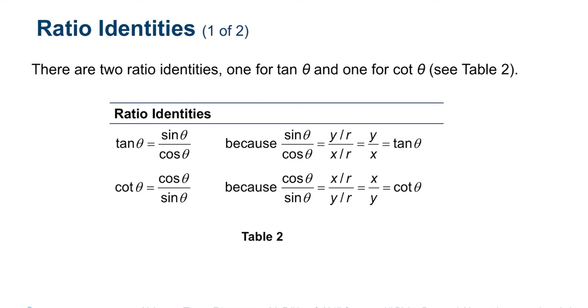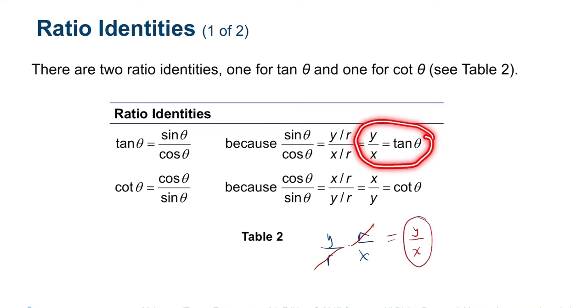So for example, tangent is defined as sine over cosine, but because sine is equal to y over r and cosine is equal to x over r, then when you divide those two fractions, you're actually multiplying by the reciprocal. So y over r times r over x gives us y over x. So that's how we get the tangent identity. It's just sine over cosine, which turns out to be y over x if you're looking at coordinates.